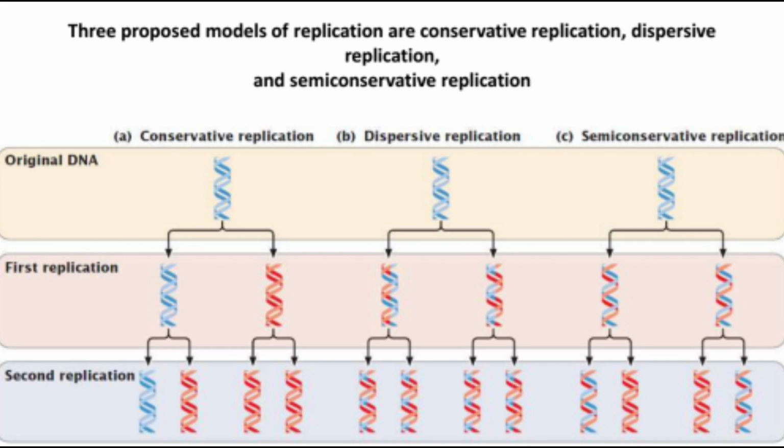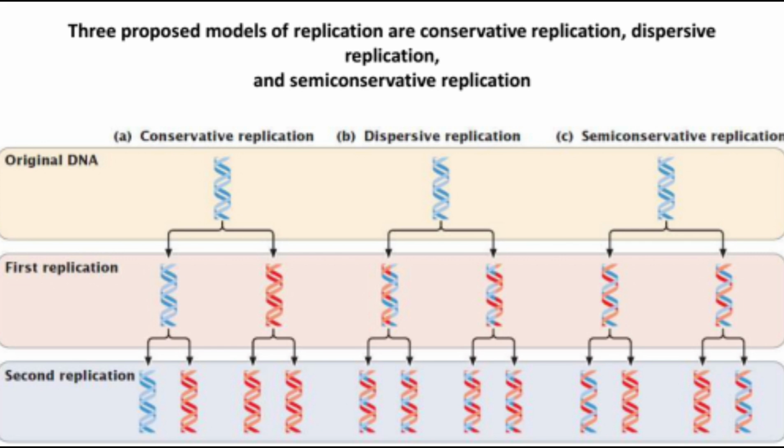Whereas in dispersive replication, both nucleotide strands break down and disperse into fragments. They serve as a template for synthesizing new DNA fragments, and then somehow resemble into two complete DNA molecules. So in this model, each resulting DNA molecule is interspersed with fragments of the old and the new DNA. None of the original molecule is conserved. That's why it is dispersive replication.